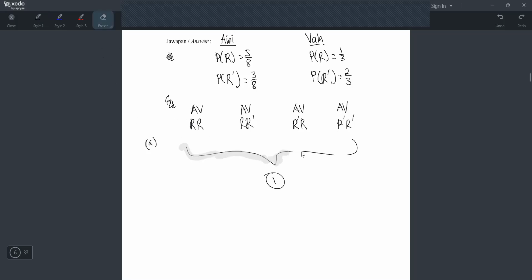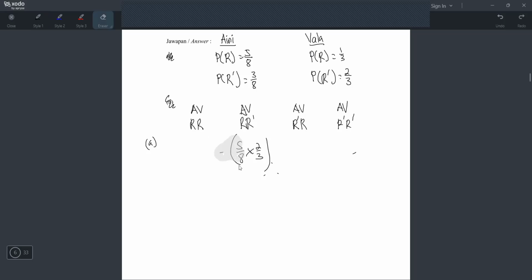Okay, let's try to do one. Let's say I want to do this one. What will I do? I will take Aini red probability times Vala not red probability. So Aini red is 5 over 8, times Vala red prime. Vala red prime is 2 over 3, like that. So that's how you do it.